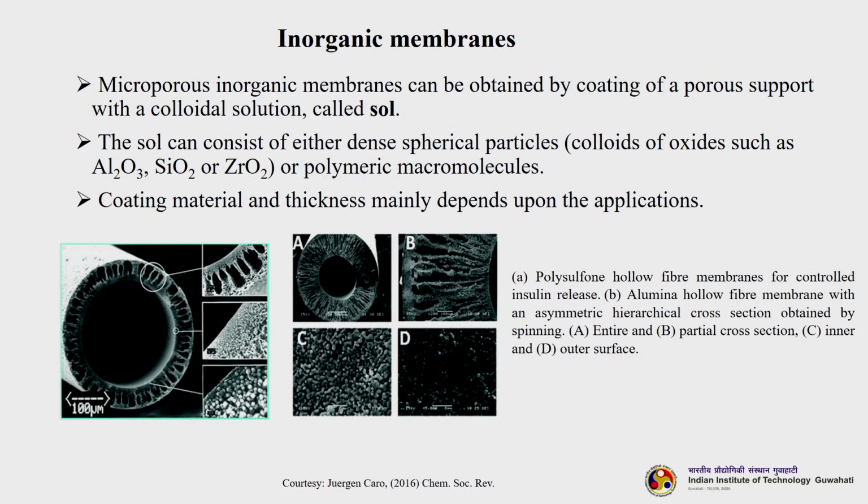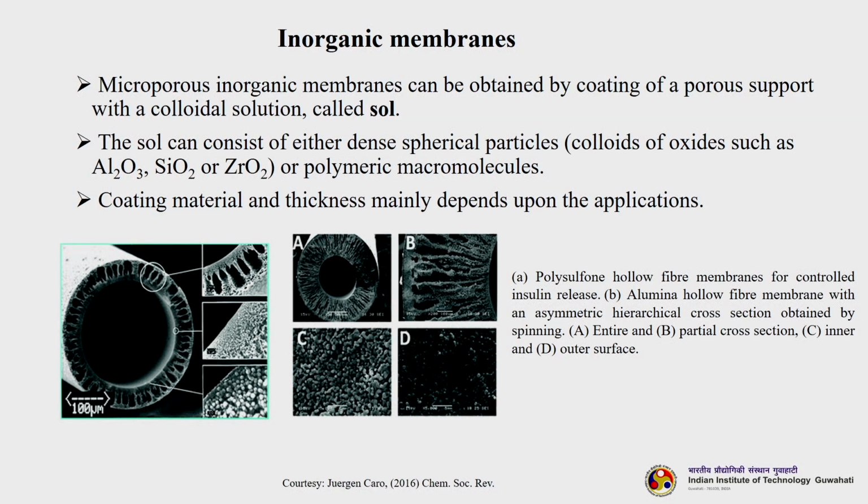Microporous inorganic membranes can be obtained by coating a porous support with a colloidal solution, called a sol. There is a process called the sol-gel process, which is one of the most important breakthroughs in preparing these ceramic, inorganic membranes. We will discuss this process in detail when we discuss the different methods to prepare membranes. For now, let us understand that the sol can consist of either dense spherical particles, that is colloids of oxides such as alumina, silicon dioxide or zirconium oxide, or polymeric macromolecules.